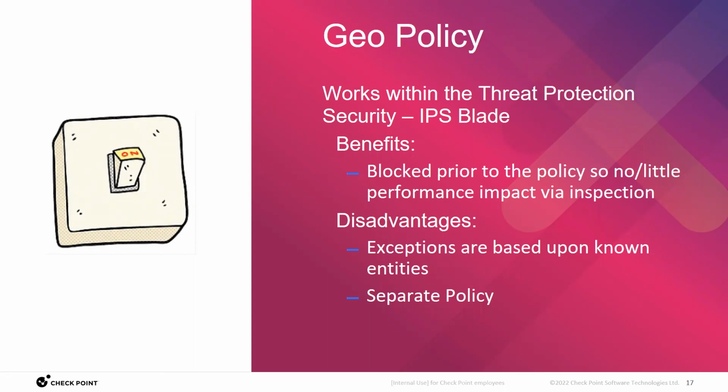The disadvantages I kind of pointed out: the exception policy requires known entities, which you may not know. In this case, some of these country codes get changed. The IP addresses that are assigned to those country codes change, and you would have to manually modify that. It is also a separate policy outside of your access policy. Most administrators concentrate in the access policy. You do have to remember to click over on the shared policies and click on this. So that's kind of a disadvantage, that it's not all within one, but that's where the next tool comes into play.